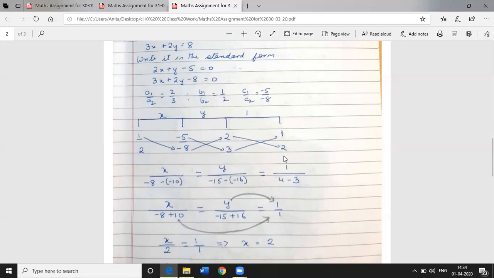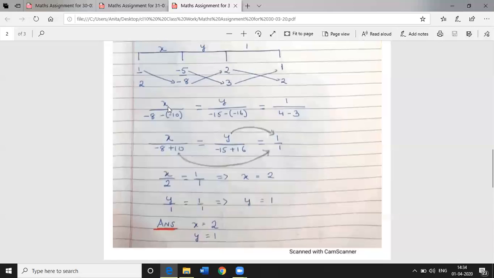Then we come down here and we'll equate the first one with the last so that we get the value of x. So what is this now? Simplify. x is equal to minus 8 plus 10. And this turns out to be y upon minus 15 plus 16 is equal to 1 by 1. So 8 upon x upon 2 is equal to 1. So what is my x? Equal to 2. And this value, y upon 1, is again equal to 1. y is equal to 1. So you've got a value of x and y.